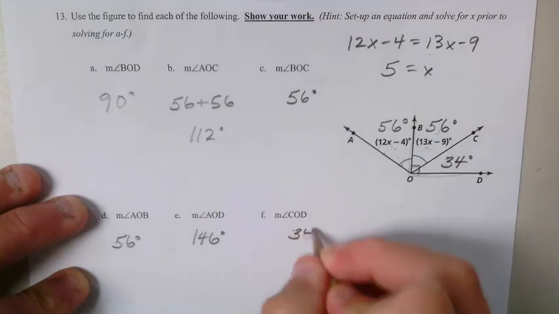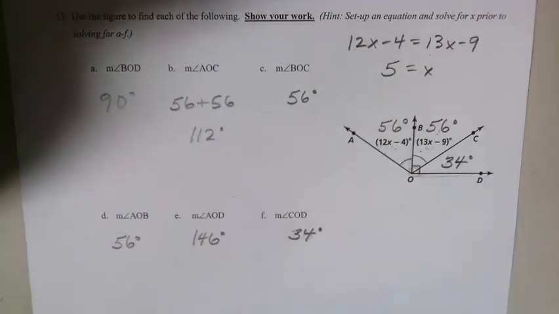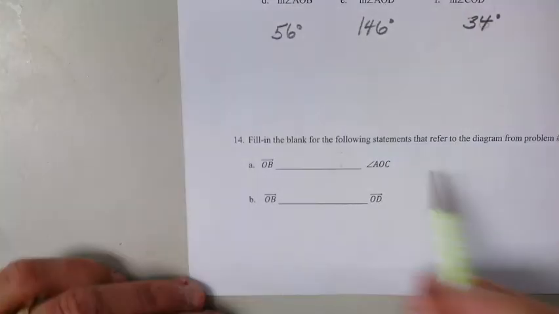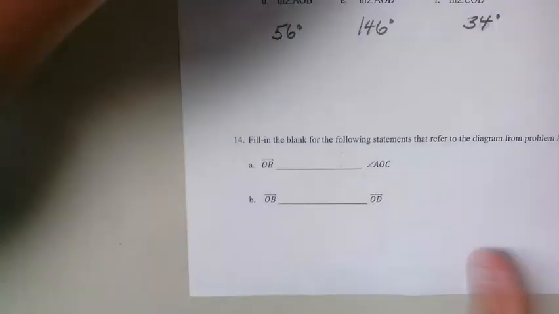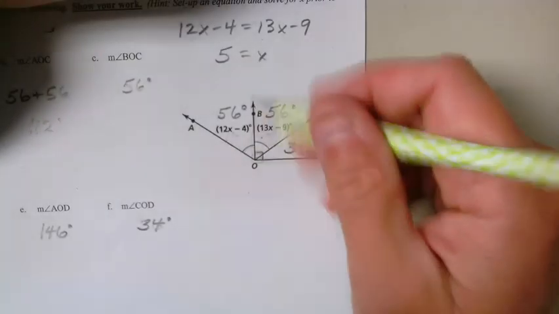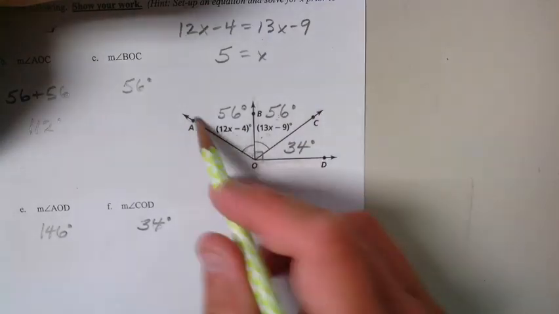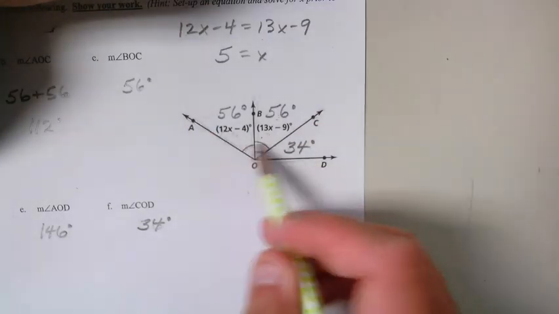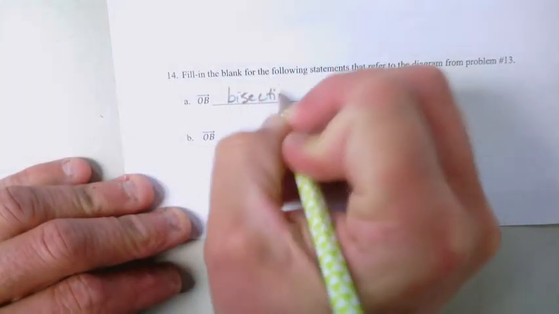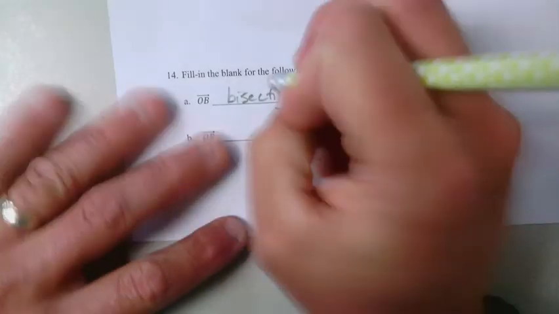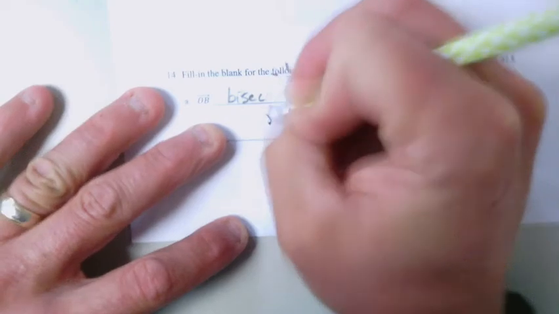Okay? All right. To finish things off, fill in the blank for the following statements that refer to problem number 13. It says OB is doing what to AOC? So if I look up here, what is OB doing to this angle right here? Well, you notice that they're both congruent. What's that term where we cut something and both parts have to be equal when we cut it? Okay, that is bisecting. OB, actually, instead of writing bisecting, I'm going to say bisects. It cuts in half that angle, okay?